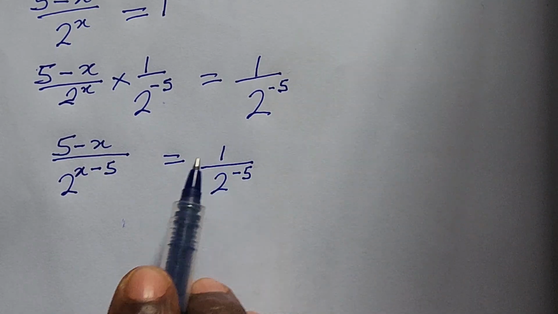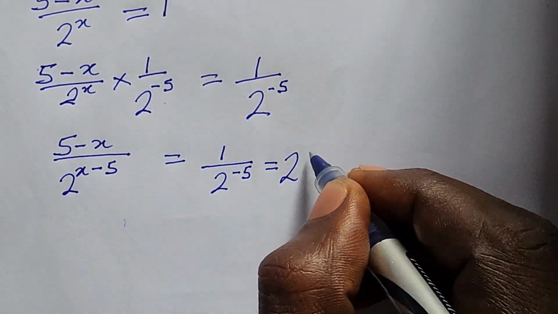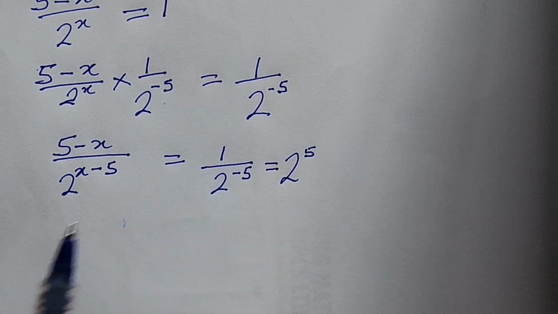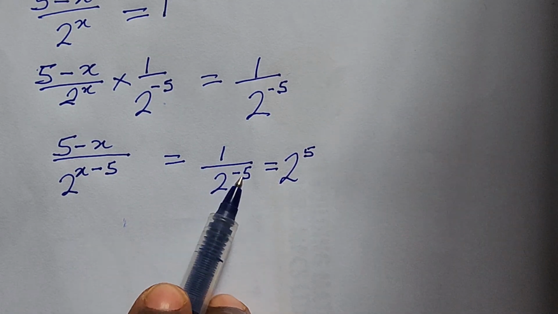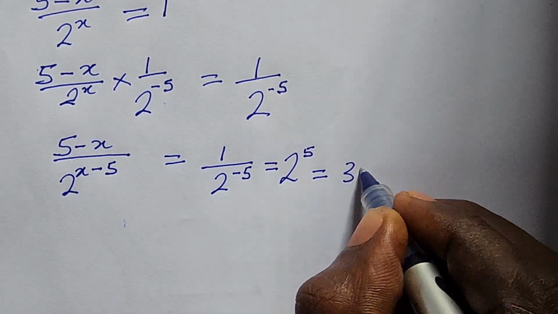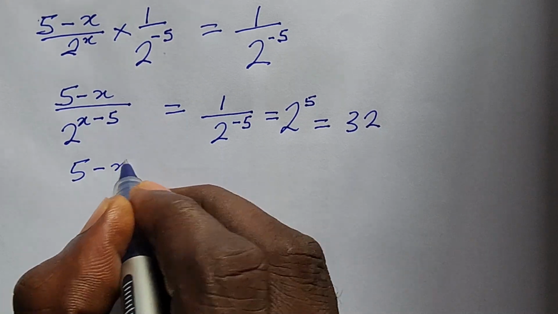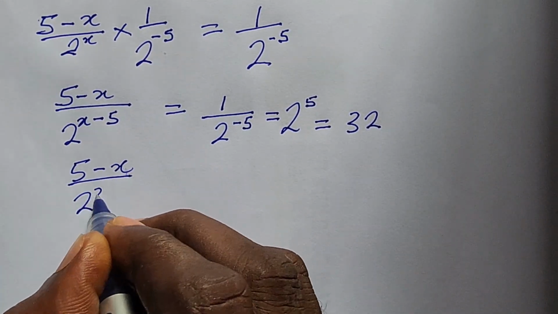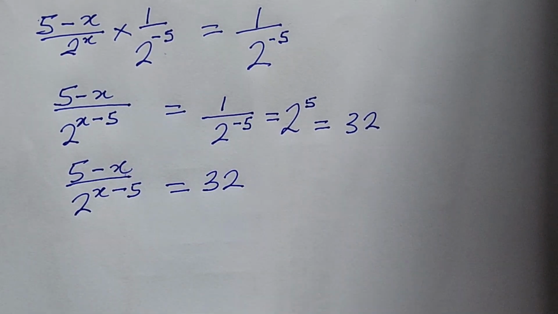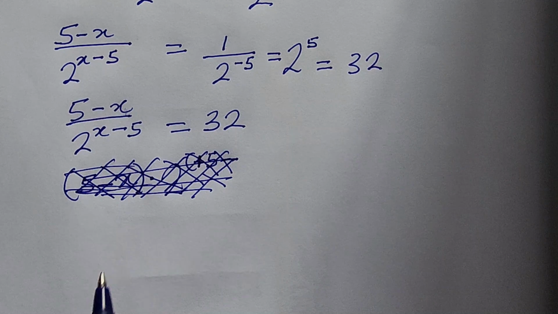Now this side of the equation, according to the law of indices, is the same thing as 2 to the power of 5. In other words, if I remove this 1 and this division sign, then this minus will disappear. And 2 to the power of 5 will give us 32, right? So we now have 5 minus x all over 2 to the power of x minus 5 equal to 32 as our equation.